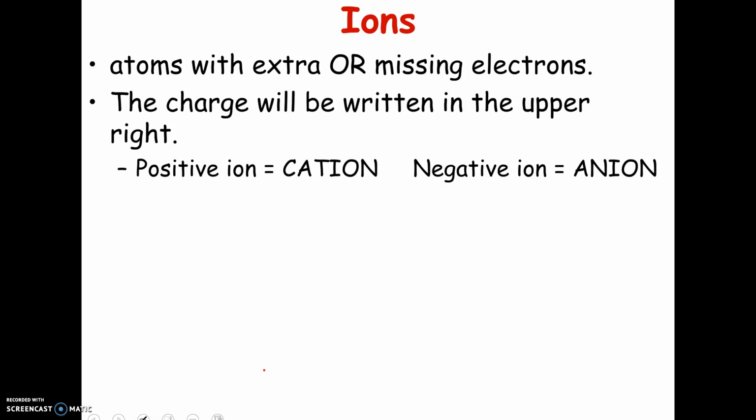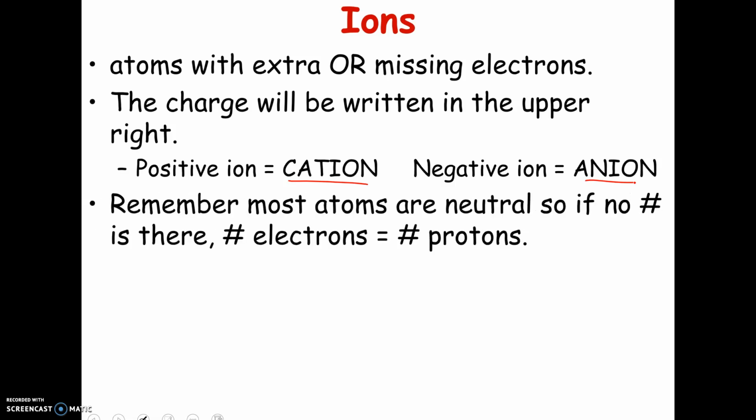We write the charge in the upper right corner. And there's actually special names for positive versus negative ions. A positive ion is called a cation, and a negative ion is called an anion. Sometimes people get mixed up with this because when they see a positive charge, they think add. Of course you do. You think plus means add. But remember, electrons themselves are negative. So if it has a positive charge, it's actually missing electrons.